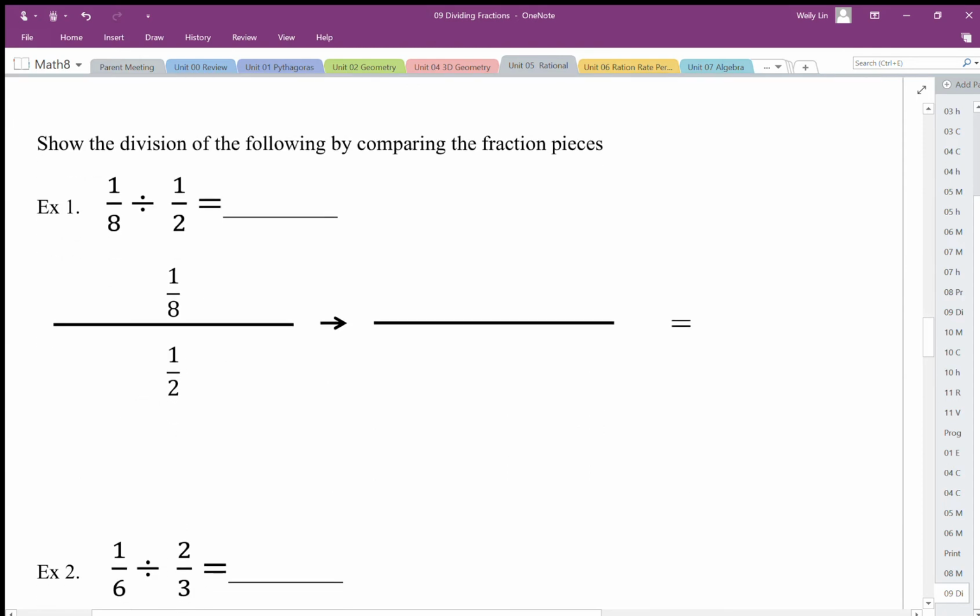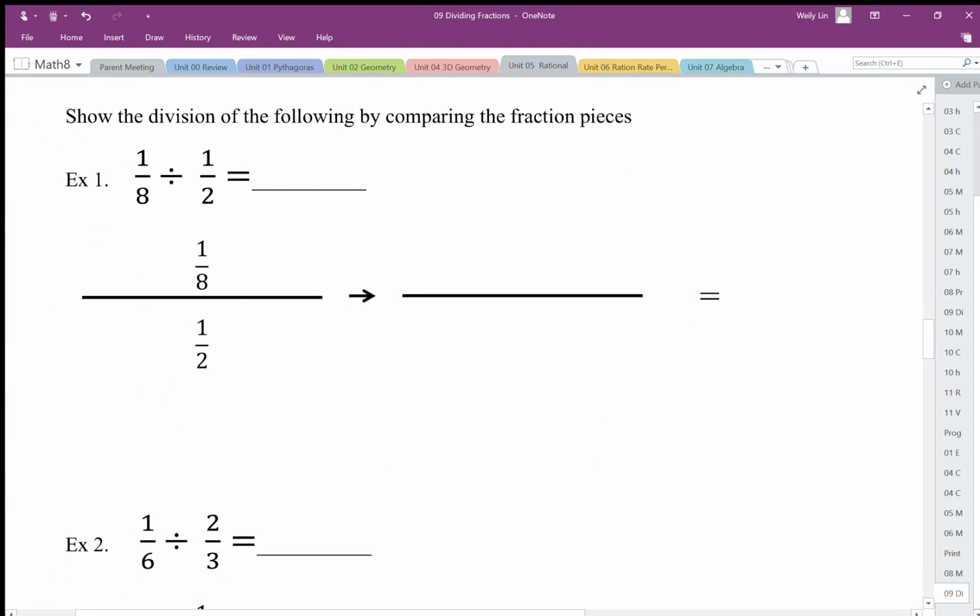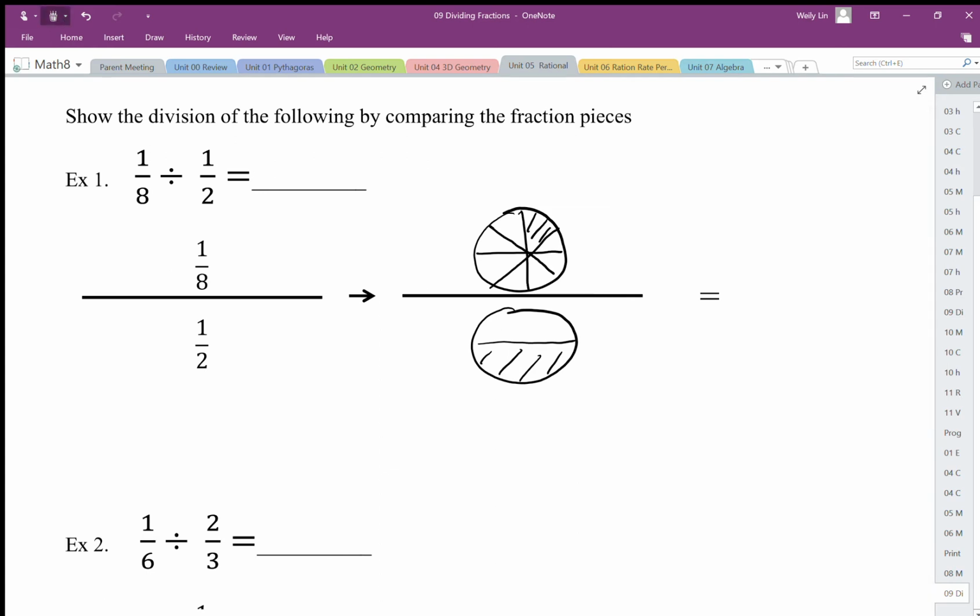So we can then do this visually by drawing out these fractions. So 1/8 divided by 1/2 is equal to 1/8 over 1/2 fraction. And I can draw this ratio of comparison. So I draw my 1/8 fraction. So I have one piece there, and I have my 1/2 fraction here. So I'm just going to draw this a little bit nicer than this. Okay, so I have my 1/8 fraction, my 1/2 fraction.